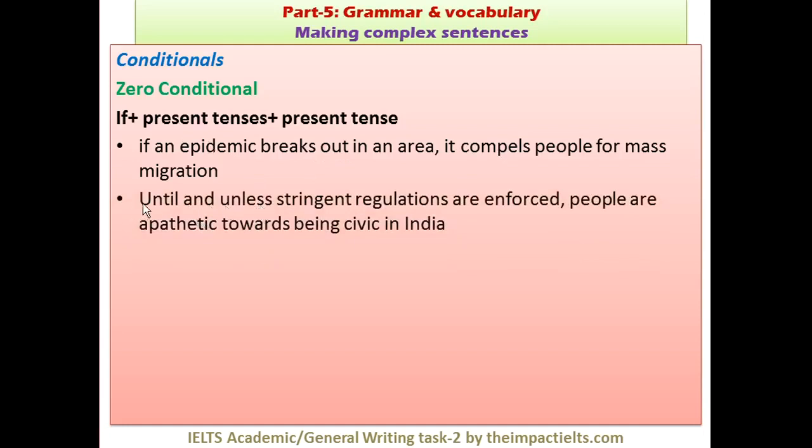Until and unless, so I have used here until and unless to substitute for if. Until and unless is used when you are putting too much emphasis on your condition part. So: until and unless stringent regulations are enforced, people are apathetic towards being civic in India. Right, you're getting it. I'm saying this very forcefully, and again this is a fact, perhaps a general idea. So you can see the present tense is used in both parts.